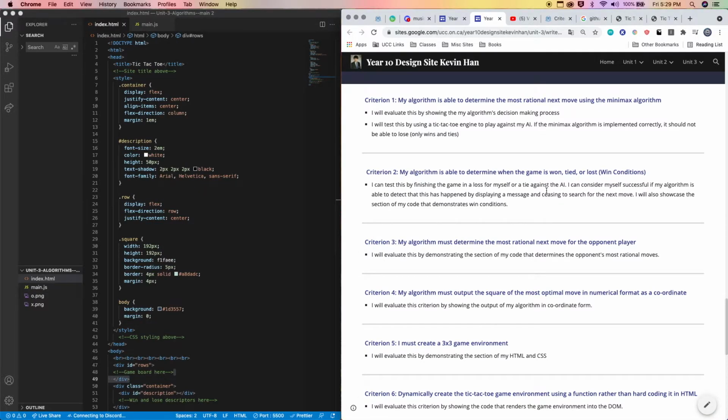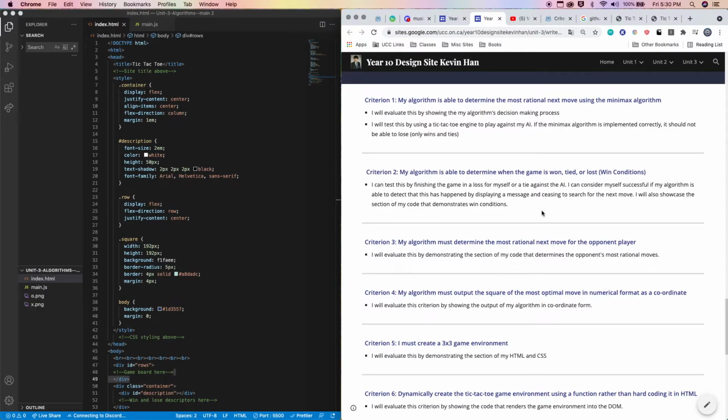The fifth criterion is that I must create a 3x3 game environment. I'll evaluate this by demonstrating the section of my HTML and CSS. Before I do that, I created a 3x3 game environment for 2 reasons. First of all, I will need to use this skill in future projects, whether I'm creating a chessboard or a Go board. I need to create a game environment, so this is a good skill to learn now.